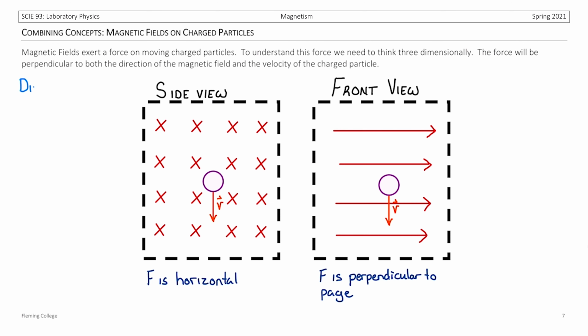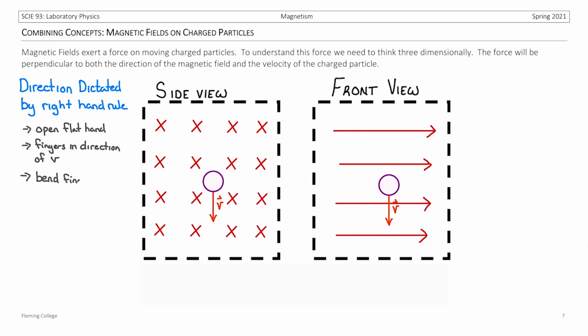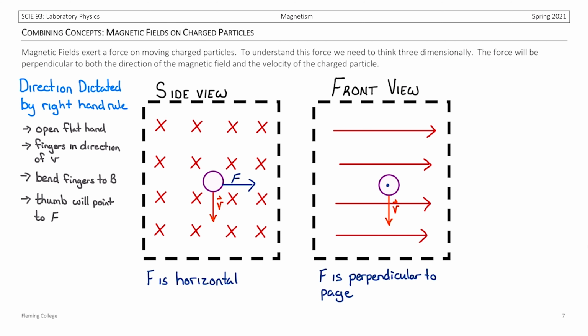To understand the direction of a force that is perpendicular in 3 dimensions, we have to apply, you guessed it, another right-hand rule. To apply this right-hand rule, you'll use an open, flat hand. You'll point your fingers in the direction of V, and then you'll rotate your hand so that you can bend your fingers towards B. If you stick your thumb out, that will be the direction of F. So in our side view, F is horizontal and it points to the right. And in our front view, F is perpendicular to the page and it will point out of the page.